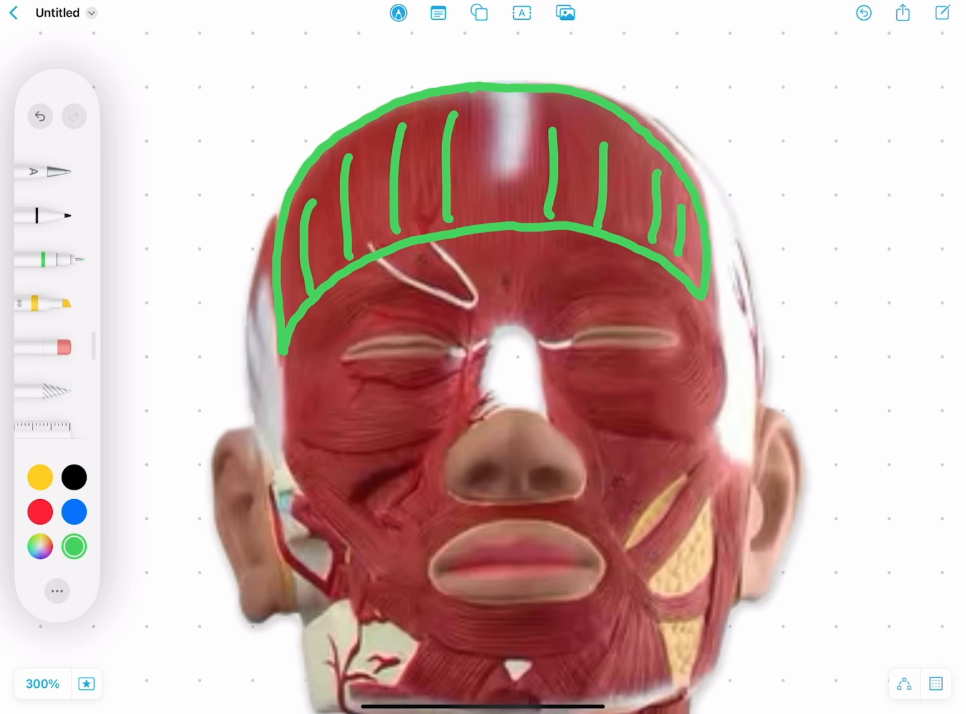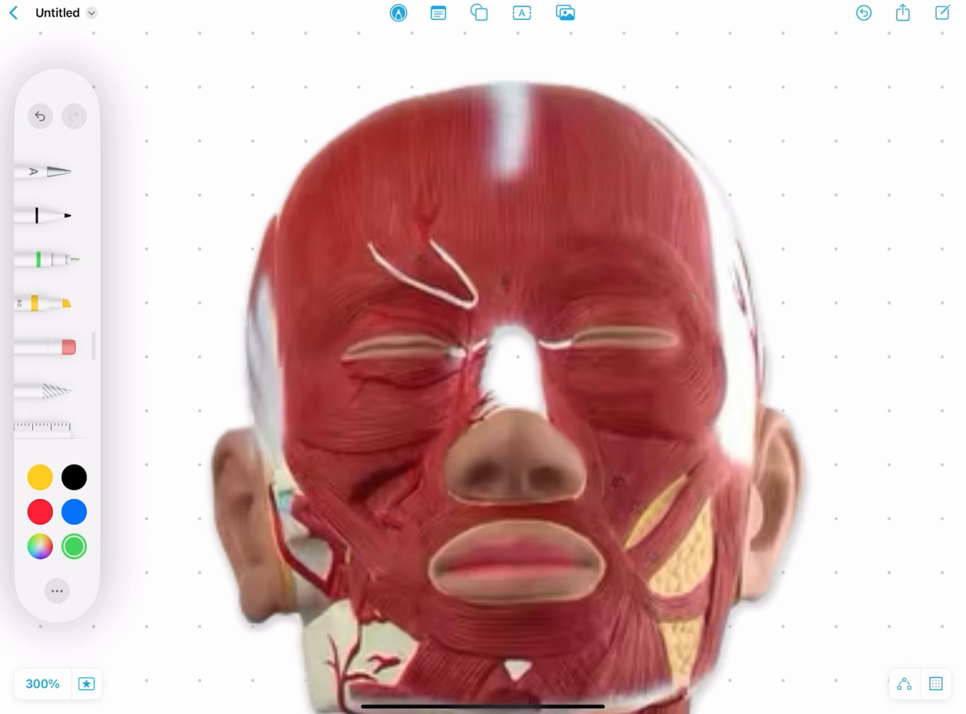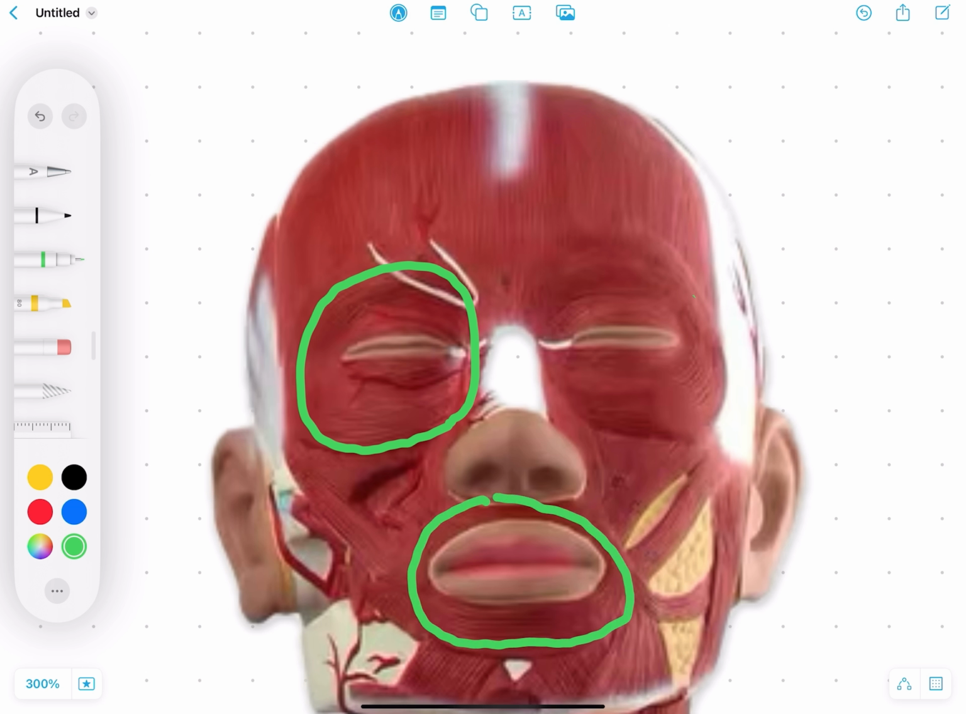And then directly inferior to your frontalis is going to be the ring-shaped muscle called your orbicularis oculi. And then directly inferior to that is going to be a similar muscle around the mouth called the orbicularis oris. And so oculi is named because of the eye, and oris named because of the mouth, and then orbicularis is named for that orbital or circular shape.